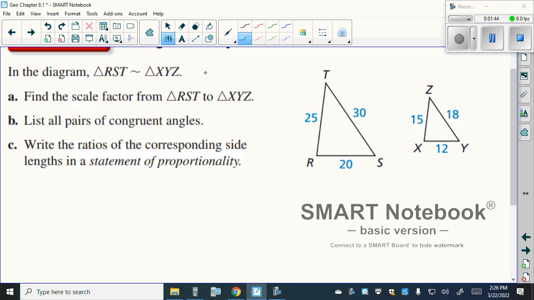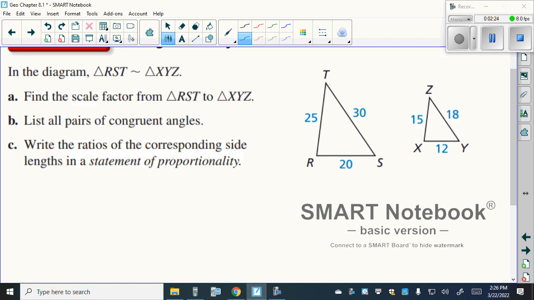Now, when we look at these two figures in the diagram, RST is similar to XYZ. This little squiggle line between them says that these two figures are similar. We use an equal sign if we're saying that they're equal, but these two are not. They are just similar. One is bigger than the other. If we look at the two triangles, RST has side lengths of 25, 30, and 20. XYZ has side lengths 15, 18, and 12. RST is obviously a bigger figure. It has bigger side lengths.